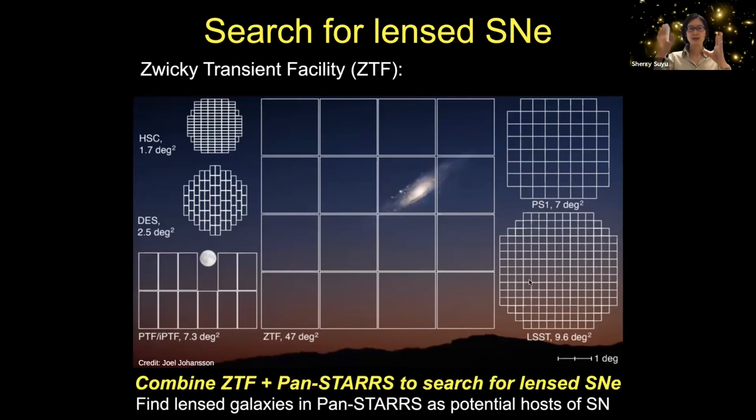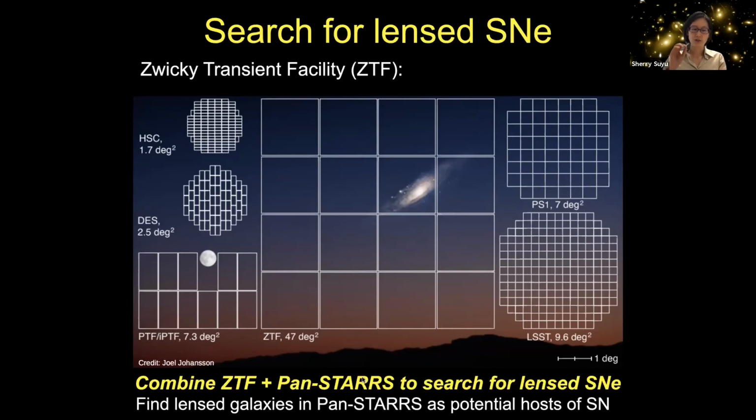And from ZTF, we can essentially get alerts of transients that happen. From ZTF, we can find supernovae, but we can't really detect whether or not these supernovae are strongly lensed from the survey in terms of seeing the multiple images, because ZTF doesn't have the spatial angular resolution, given the pixel size is about 1 arcsecond. Therefore, we combine ZTF with Pan-STARRS, where Pan-STARRS has a higher angular resolution, but not the time domain information. And so we combine the time domain from ZTF and higher angular resolution images from Pan-STARRS to search for lensed supernovae.